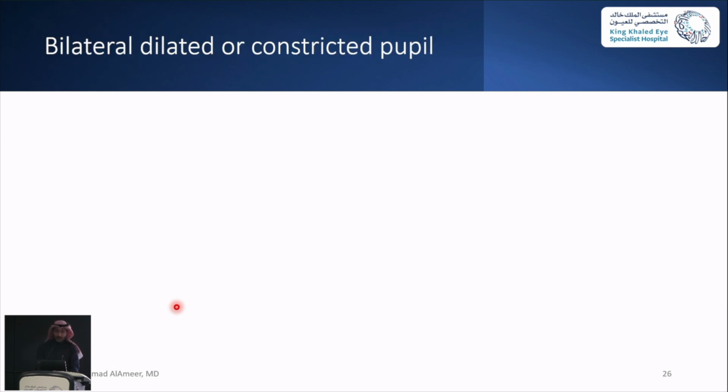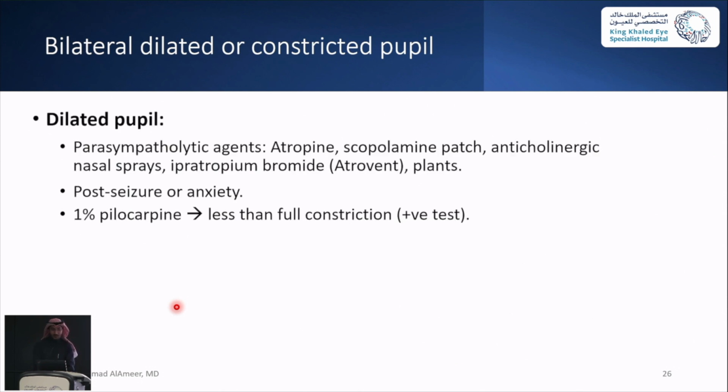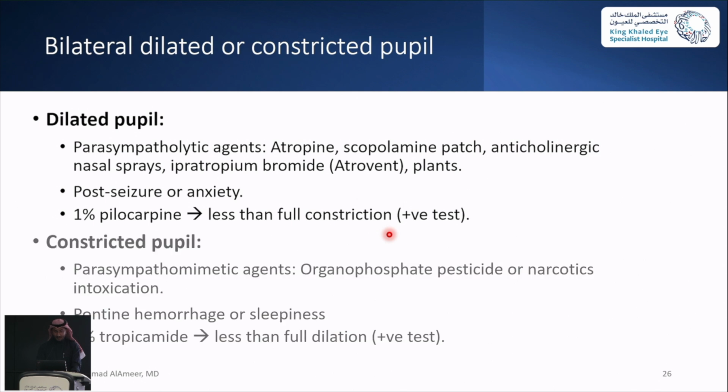So what if the patient is having bilateral dilated or constricted pupils? It's pharmacologic until proven otherwise, okay? So if both pupils are dilated, you need to ask about parasympathetic agents like atropine. You don't ask only about medication, ask about inhalers, patch, and also exposure to certain plants. It can be post-seizure or anxiety. When you do the 1% pilocarpine test, it's going to be positive. The pupil constricts with the 1% pilocarpine test.